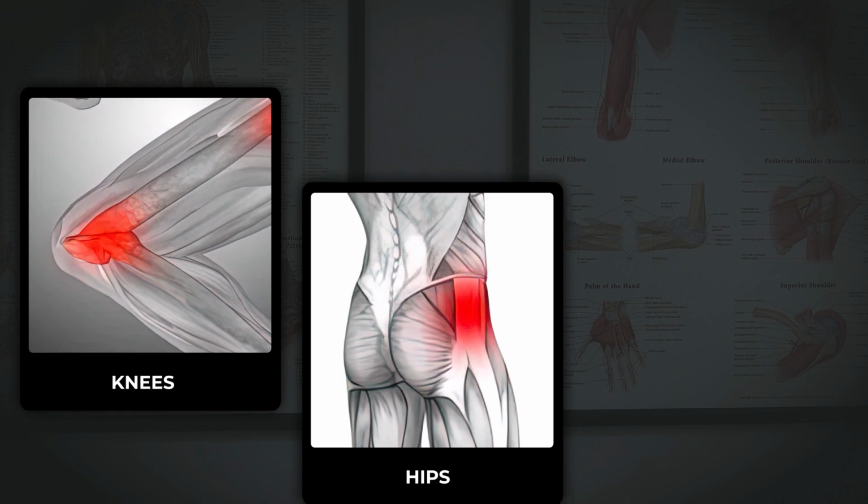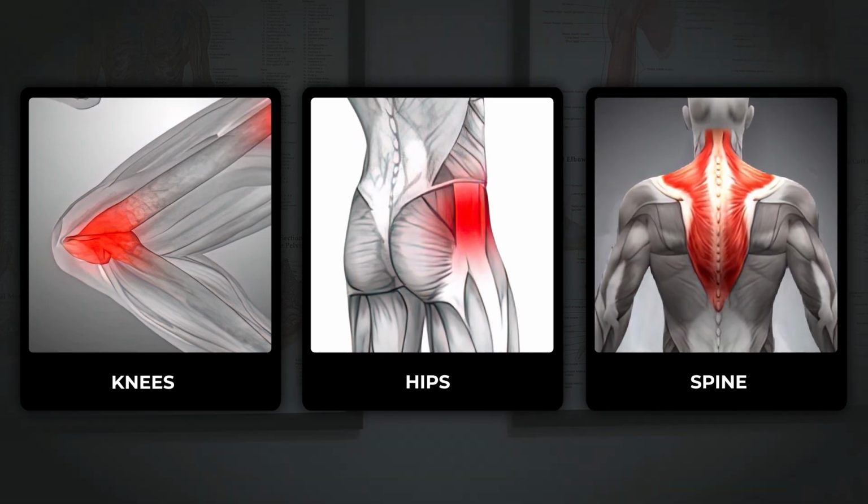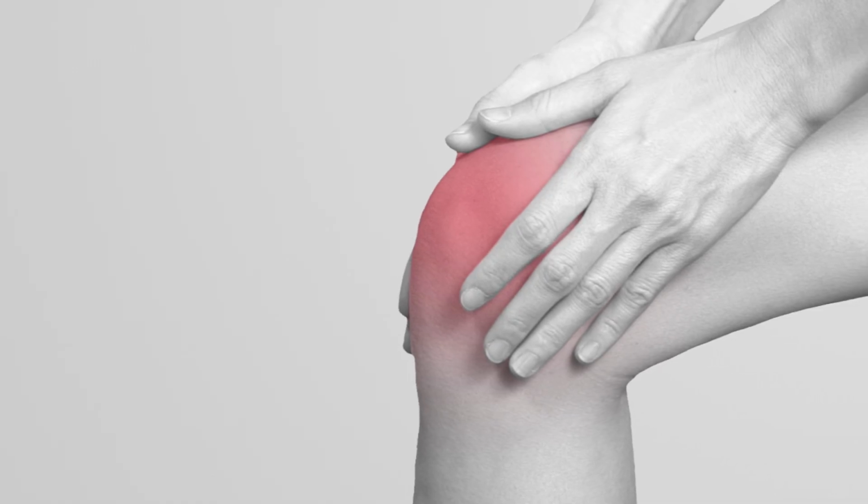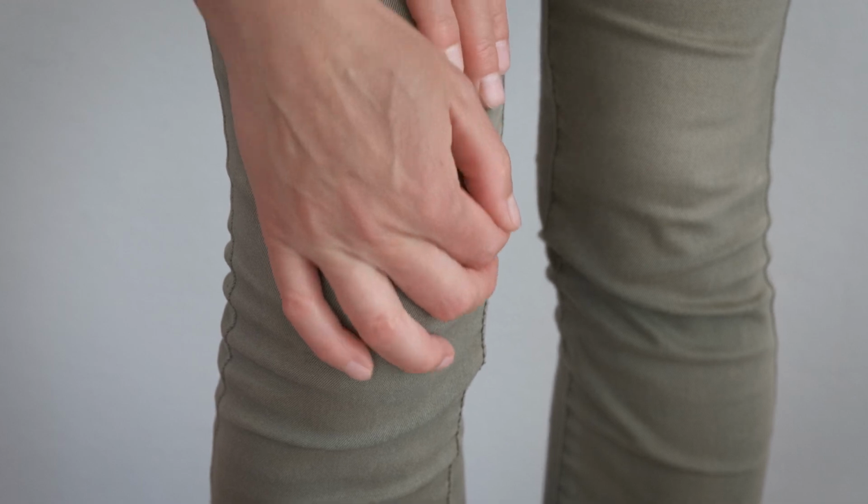Osteoarthritis commonly affects weight-bearing joints, such as the knees, hips, and spine, and is often associated with aging, joint injury, or repetitive stress on the joints. Let's take a closer look at the knee joint and what happens when arthritis develops.